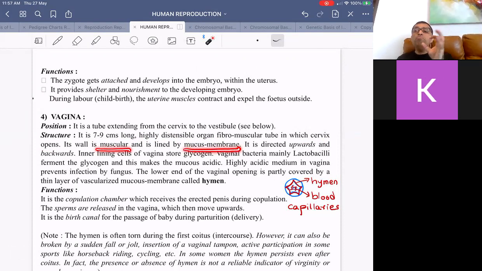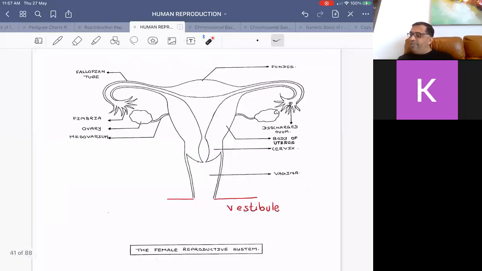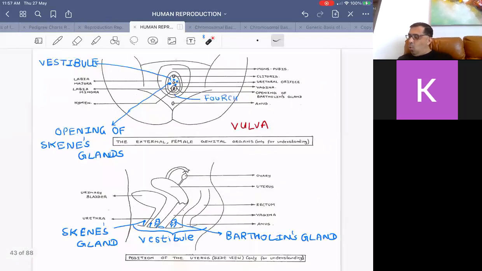Vagina has a lot of mucus. When the penis is put in the vagina, lubrication is provided by mucus for a smooth sexual intercourse. It is directed upwards and backwards. Vagina goes like this, upward and backward.